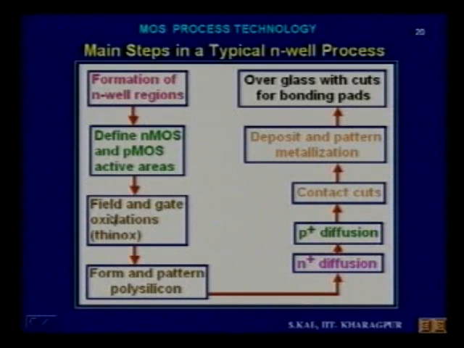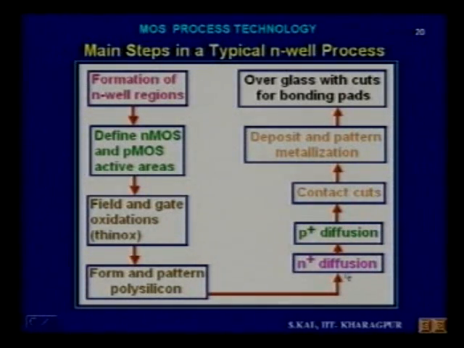After the field oxide is formed, then by cleaning the gate, or removing the oxide from the active regions, you grow good quality thin gate oxide. Then deposit polysilicon and then pattern it. After patterning polysilicon, that means you are defining the gate region. So the polysilicon gate you are defining.